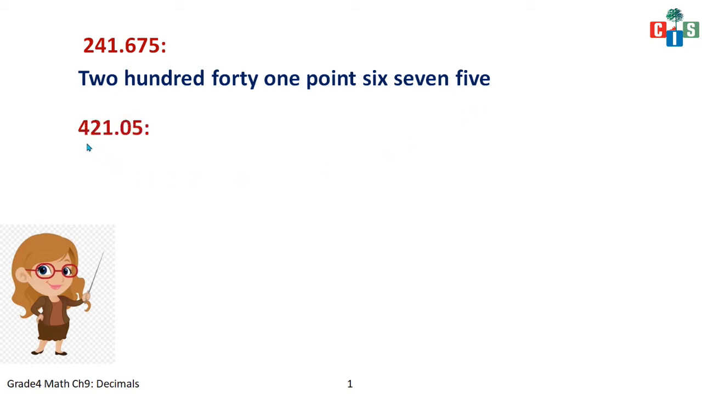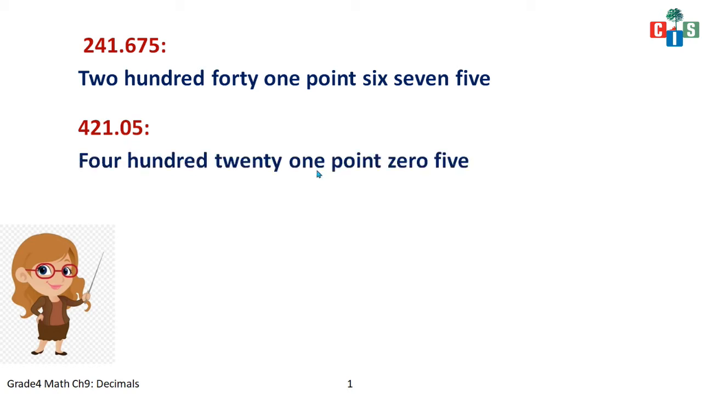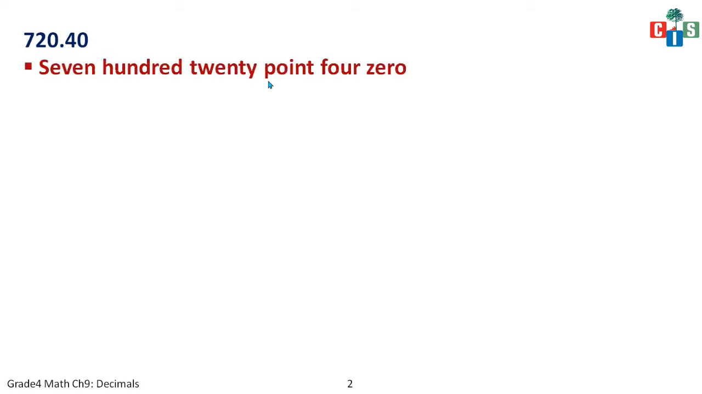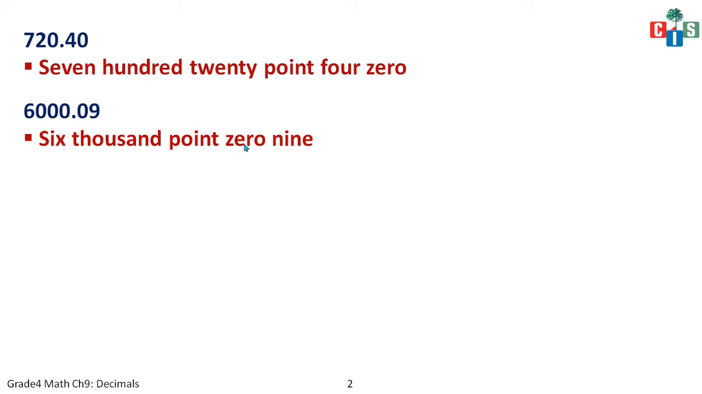Now let's take another example. It is 421. Point, for the decimal you will write a point and it is 05. So it is 05. Fine. The next is 162 and then for the decimal you will write point and 6. So you will write 6 here. Now let's take other examples so it will be clearer to you. This is 720 point and then 40, not 40. You are not going to write 40. You are going to write 40. The next is 6000 and then 0.09.